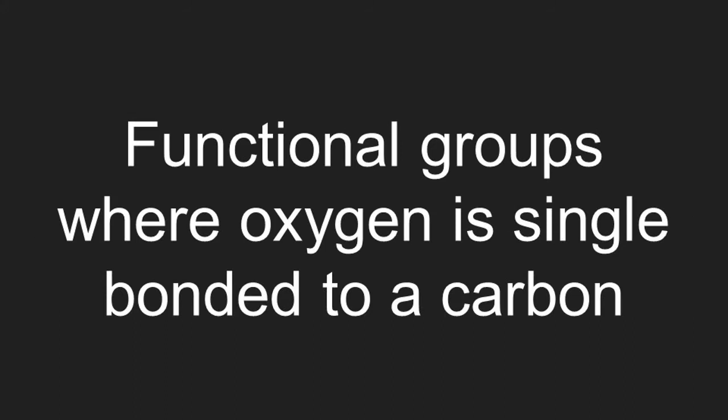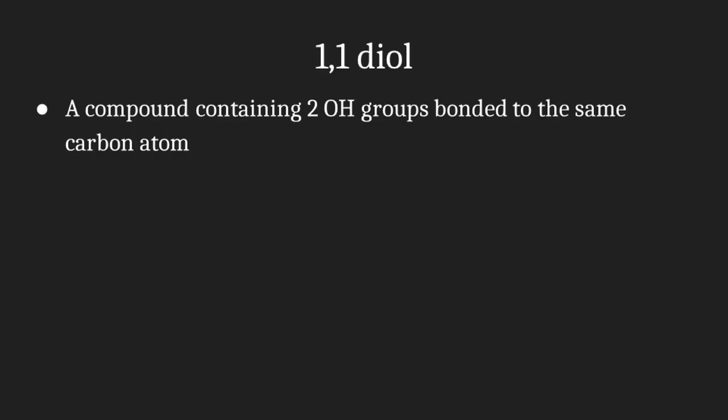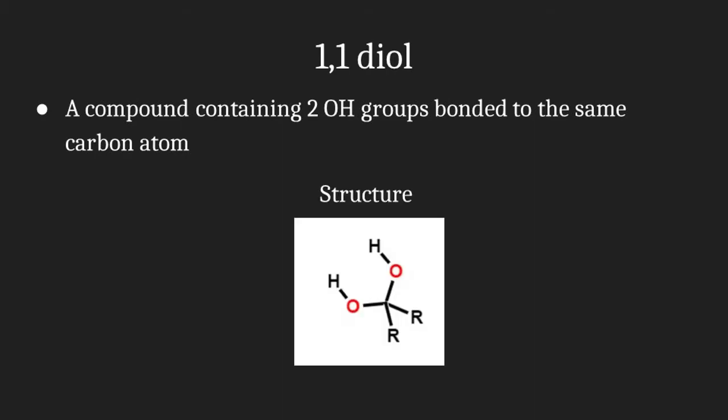The next type of functional groups that we are going to talk about are those where there's a single bond between an oxygen and a carbon atom. The first one we are going to talk about is a 1,1-diol. This is where there's a carbon that's bonded to two OH groups. So in the structure, we see that the carbon has two R groups coming off of it. It doesn't matter what those are. And then that carbon is directly attached to two OH groups.